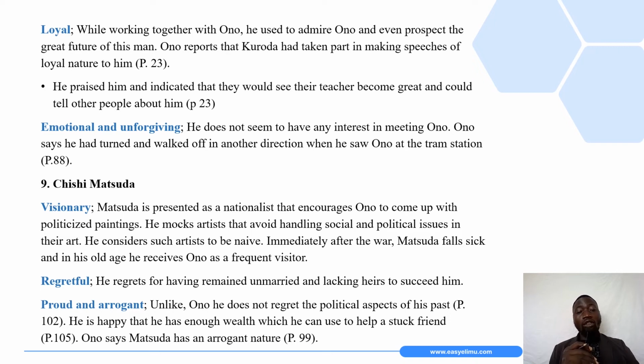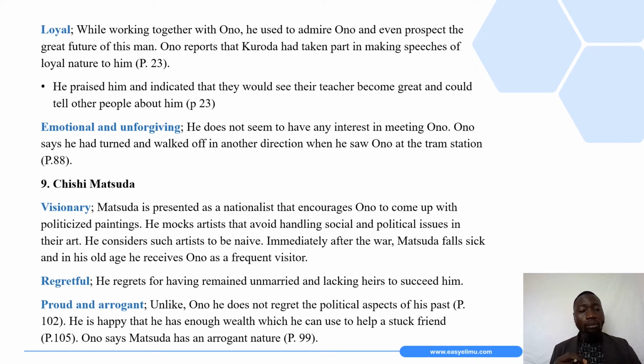So there is also another character, the ninth character that we are coming across, that is Chichi Masuda. So Chichi Masuda is visionary. He is presented as a nationalist that encourages Ono to come up with politicized paintings. So he also mocks artists that avoid handling social and political issues in their art. We are also told that he considers such artists to be naive. And again, we are made to understand that immediately after the war, Masuda falls sick, and in his old age, he receives Ono as a frequent visitor.